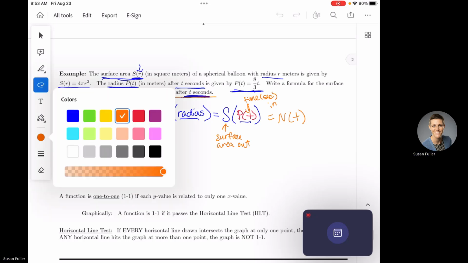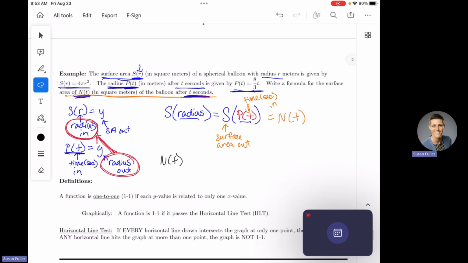So let's go ahead and do that. My n of t is going to be s of p of t. If I plug t into p, then what I get out is 8/3 t. This notation tells me to take 8/3 t, and in my function s, anywhere I see r, I'm going to replace it with 8/3 t. I'm going to plug this into my function s. So anywhere I see an r, in 4 pi r squared, I'm going to replace r with 8/3 t, and that r is squared. That is what my function is going to look like.